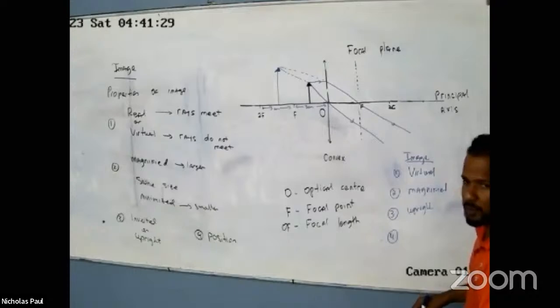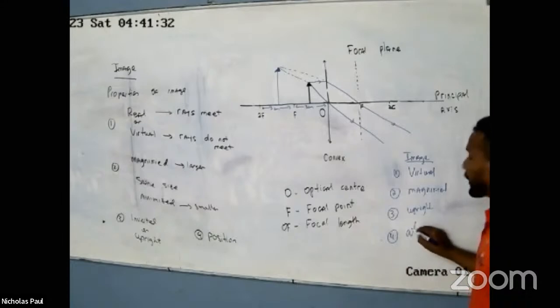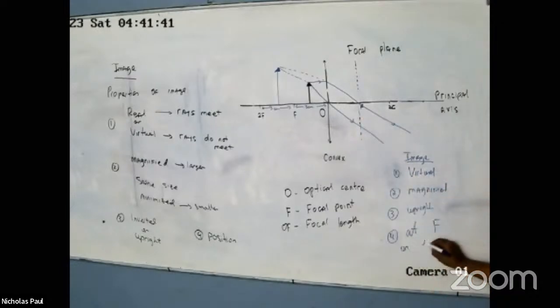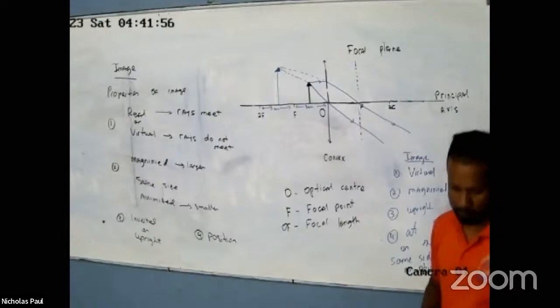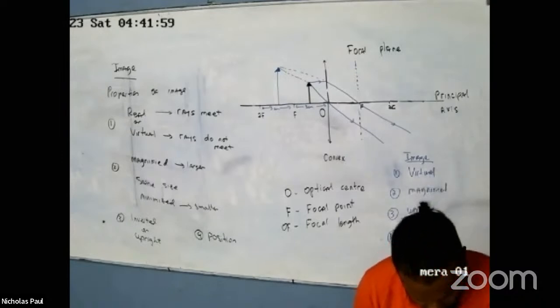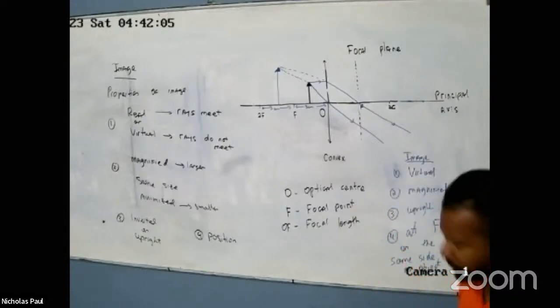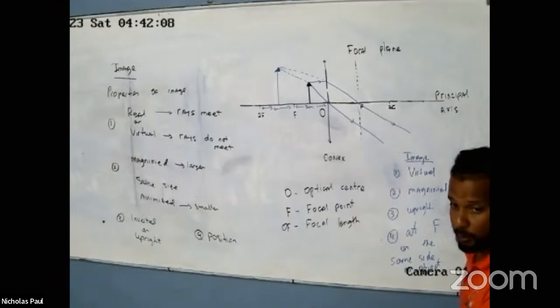So that's F. The image is at F. But watch, you can't just say at F because there's an F here too. So you have to say at F on the same side as the object. Okay with that? So those are the things about the image.